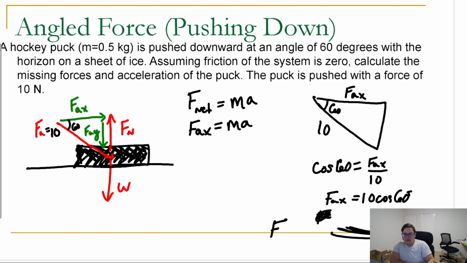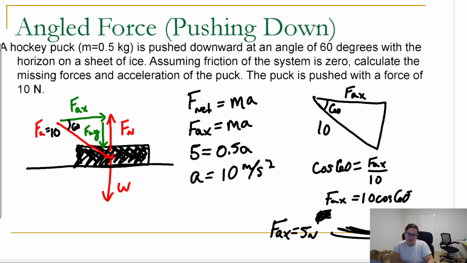But force applied in the x direction equals 5 newtons. So 5 equals 0.5 times acceleration. Divide both sides by 0.5. You get acceleration to be 10. That's right, 10 meters per second squared. Cool. Done.